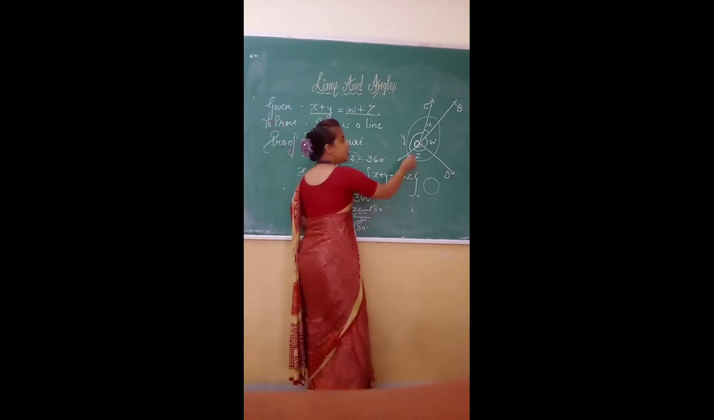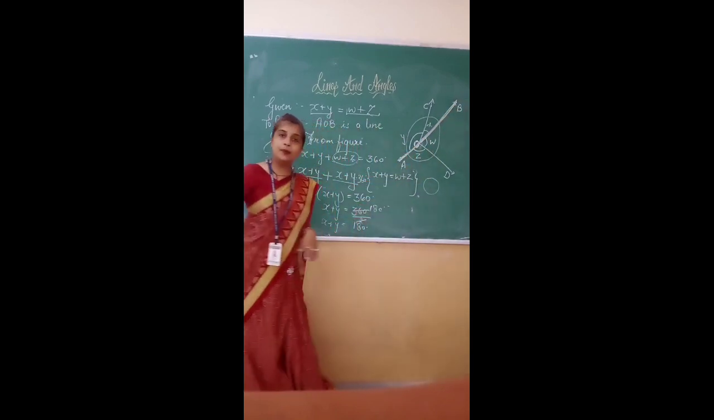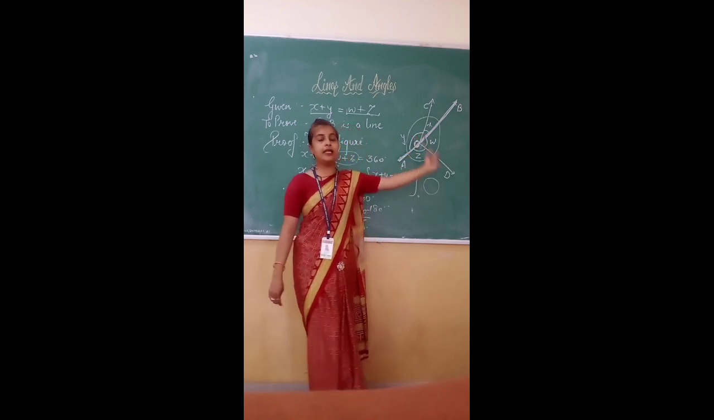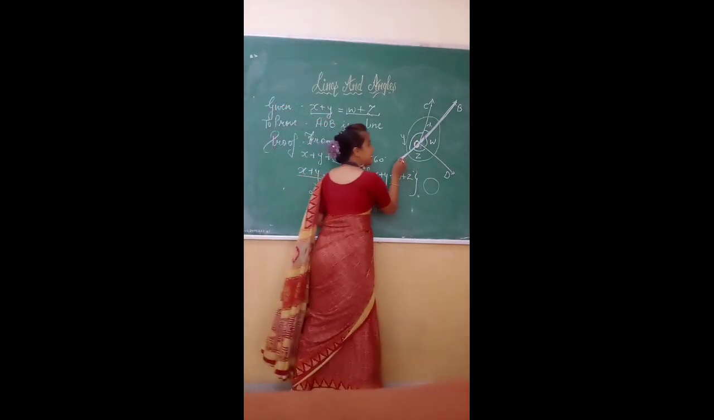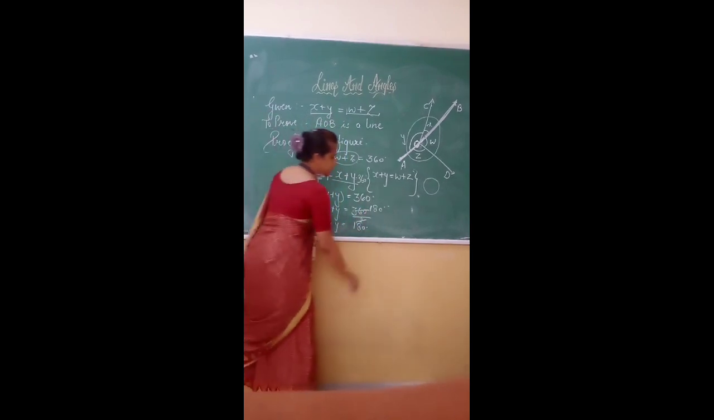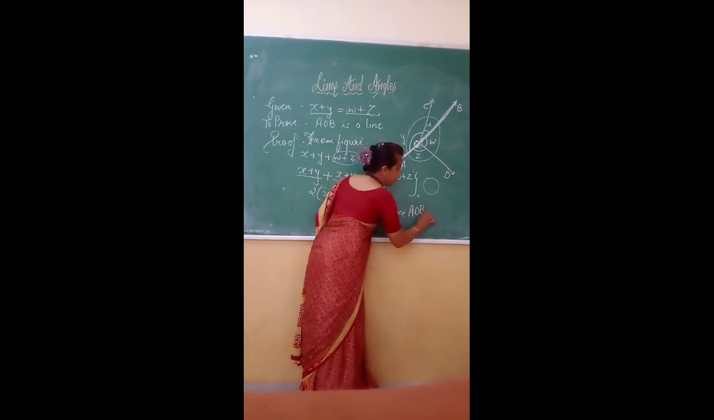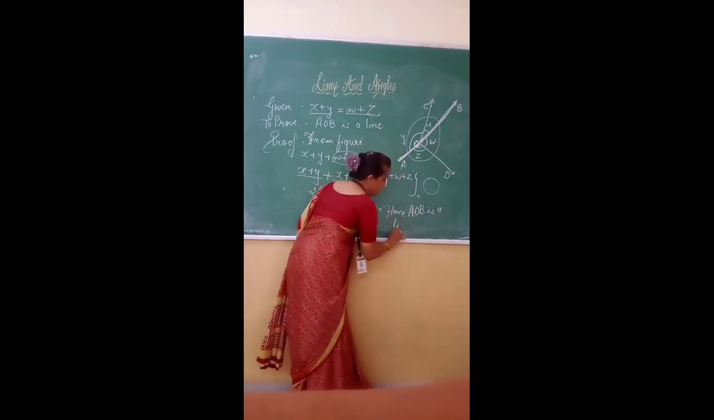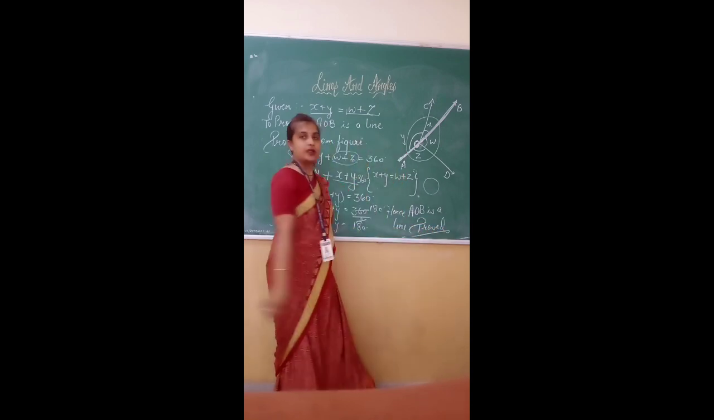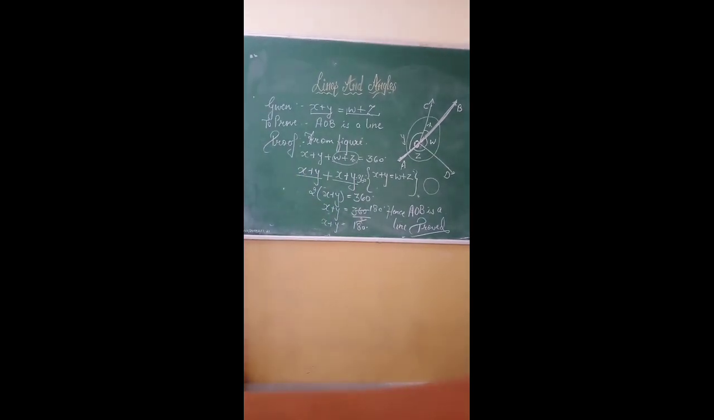And what does x plus y form? X plus y is on the line AB. So, if the sum of these two angles is equal to 180 degrees, then we can say that this AOB is a straight line. Hence, AOB is a line. This is what we have to prove in this question. Clear to all of you? Now, next one.